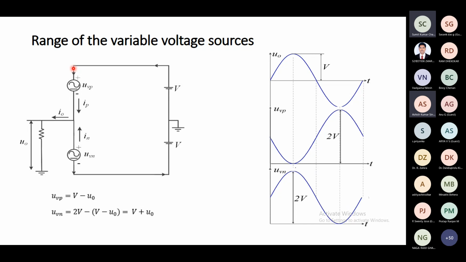So in such a situation, if this point voltage is 0 and we consider the loop over here, KVL, what should be the voltage of UVN?